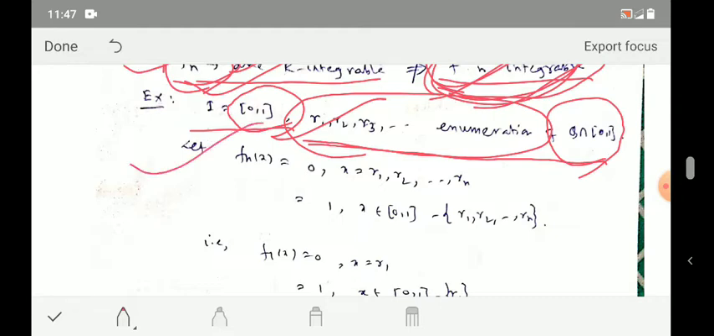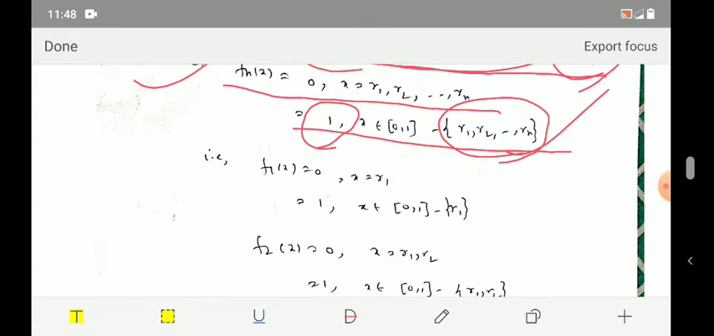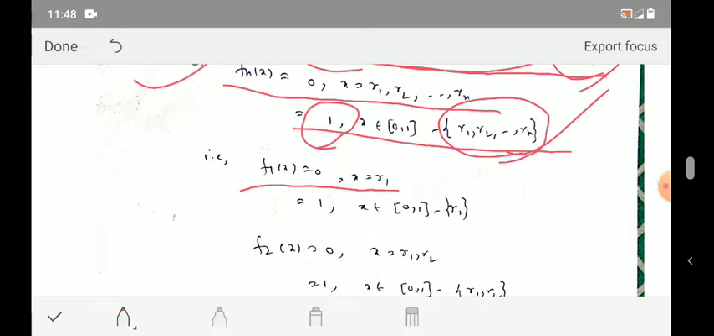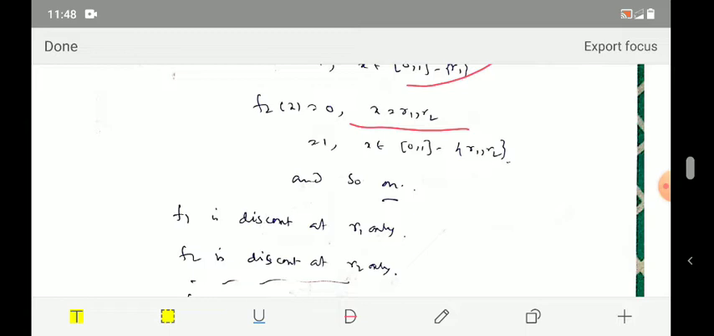Now let us consider the sequence of functions fn defined by fn(x) equal to 0 for x equal to r1, r2, up to rn, and 1 for x belonging to [0,1] minus these points. Actually at all irrational points fn equals 1, and it is also 1 at all rational points excluding r1, r2, up to rn. That is, f1(x) equal to 0 for x equal to r1 only, and at all other points f1(x) equal to 1. Similarly f2(x) equal to 0 for x equal to r1 and r2, and at all other points f2(x) equal to 1, and so on. f3(x) is 0 at x equal to r1, r2, r3, otherwise it is 1.